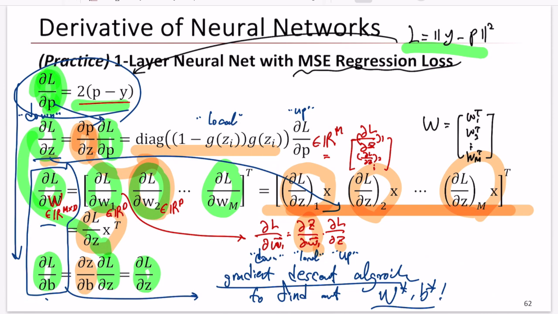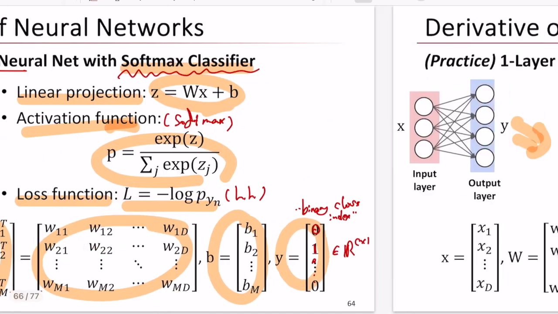P minus 1. When you just consider softmax plus loss function as just one function, it should be exactly the same. That's a very interesting observation.